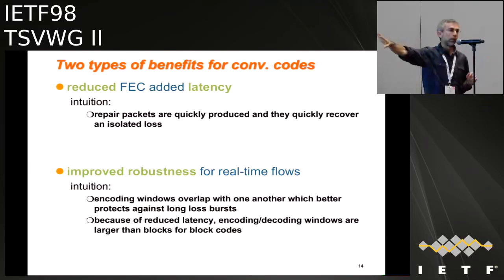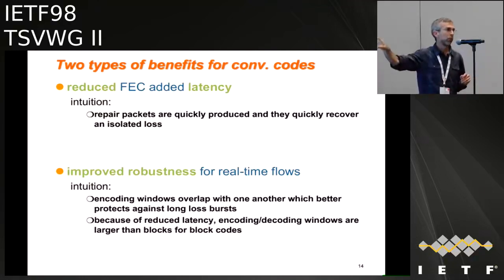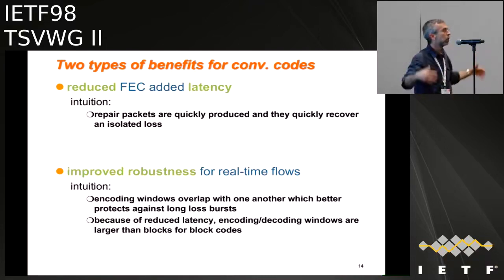The second benefit is less obvious. It is an improved robustness when you are dealing with real-time flows. I insist on the fact that it is when dealing with real-time flows, because if you don't care about time constraints, then you can also use a very large encoding block, as large as made possible by the block codec, and it will work very well. But when you have time constraints, then it does not work anymore. You have to restrict those sizes, and then you enter big problems, as we will see later on, just in the following slide.